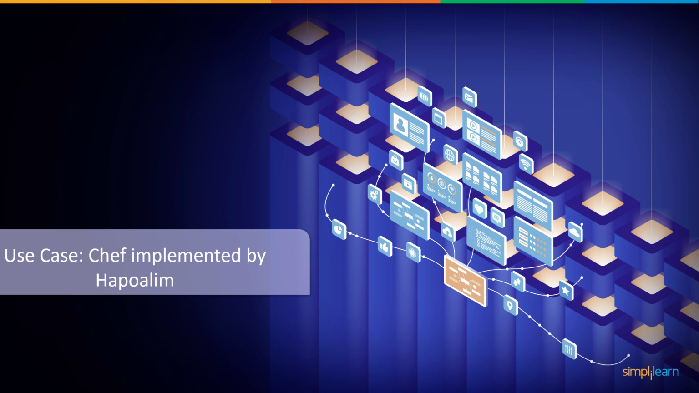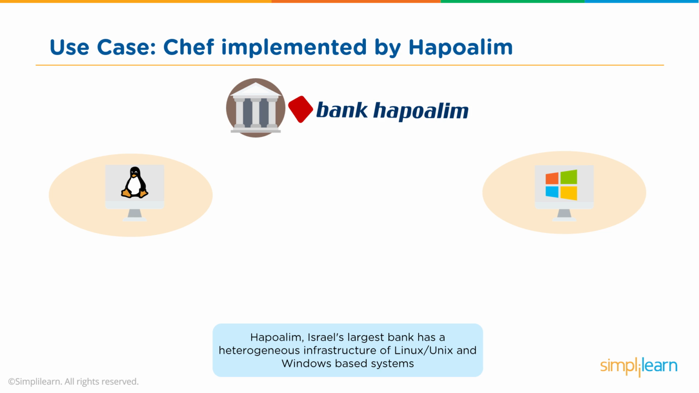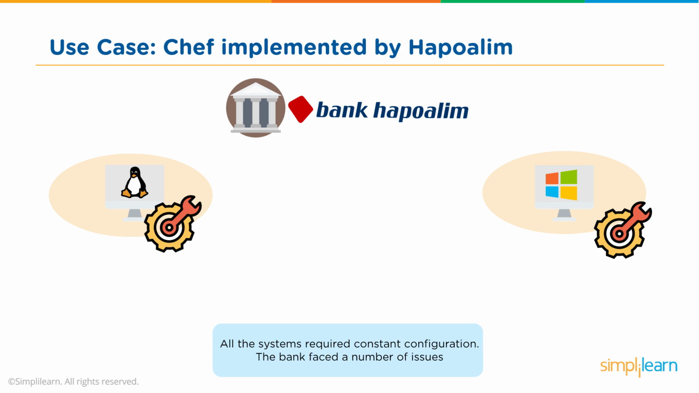So let's step through a use case. In this instance, we're going to look at Hapoalim and how they used Chef. So Hapoalim is a bank, and it's the largest bank in Israel. And they have a mixture of Linux and Windows servers that they have to maintain. And as you can imagine, this requires a lot of constant configuration and work, and this has led to issues in the past.